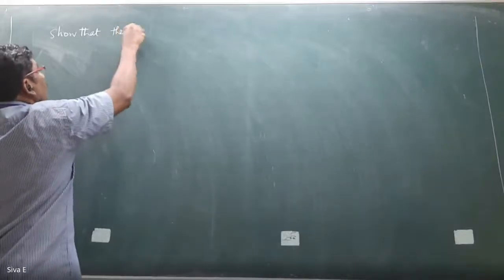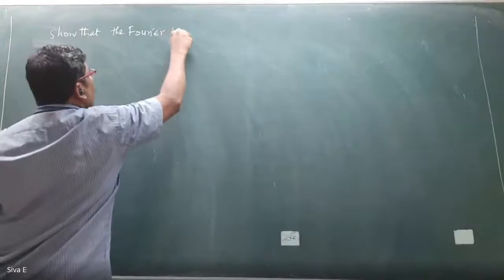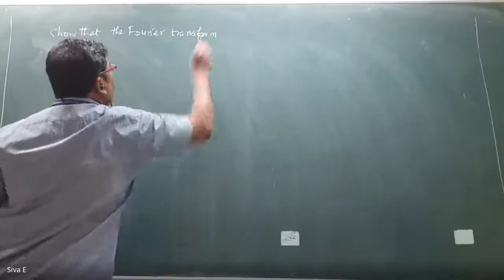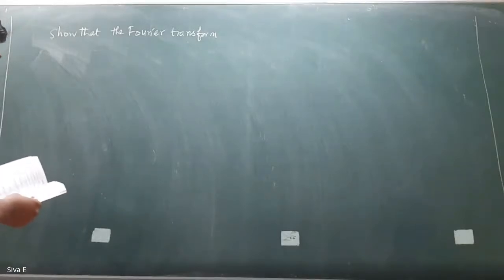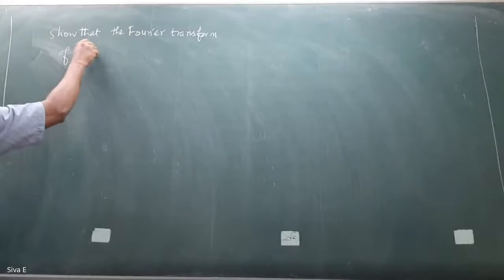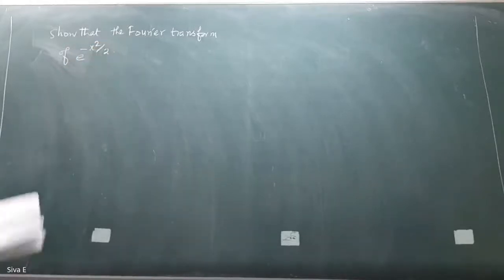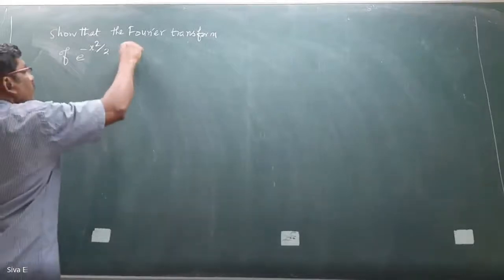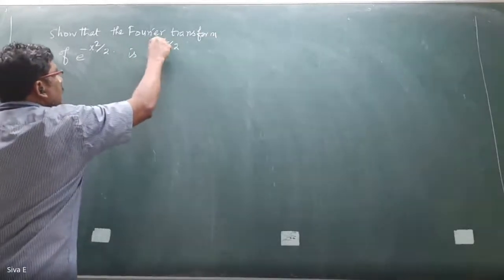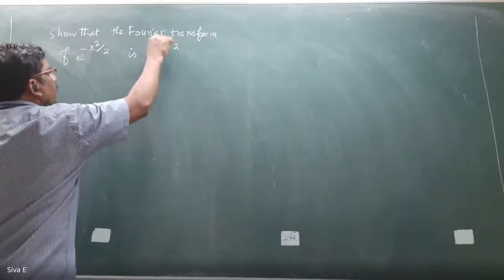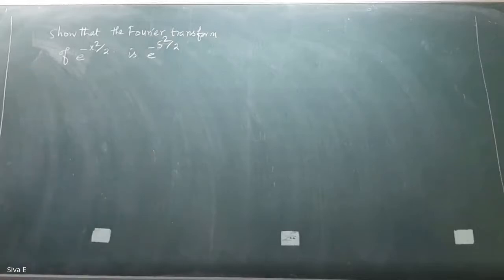Show that the Fourier transform of e power minus x square by 2 is e power minus s square by 2.